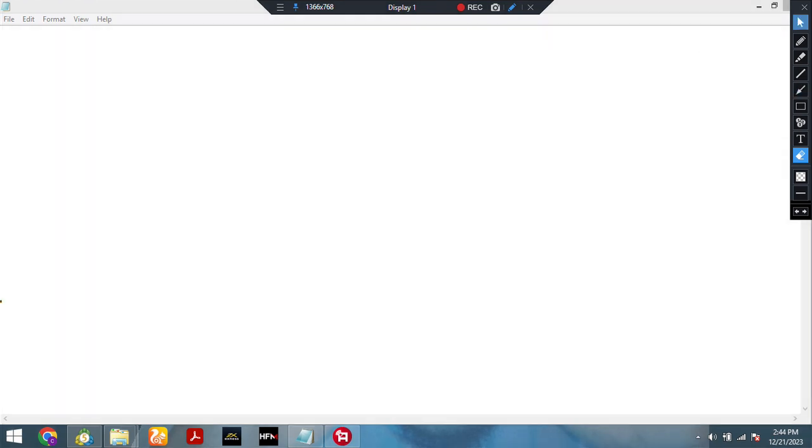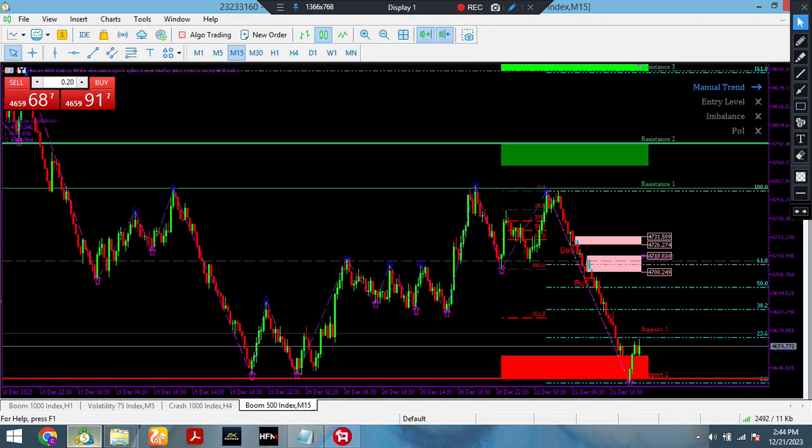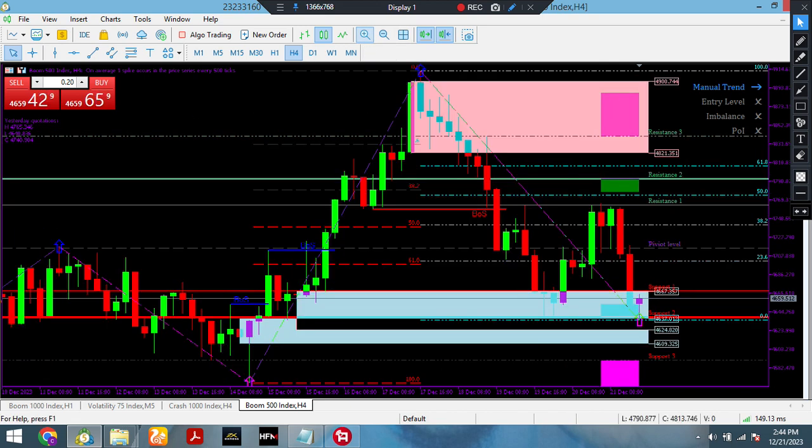Let's go to the chart and then let's talk about the live movement of price. Okay, this is Boom 500 on 15 minutes. Now let's check 4 hours. Good. Now you can see that price is in the 4 hour order block. This is what I was saying. This is not even the first time it has come into it before. Let me zoom it out so that you can see what I was saying.